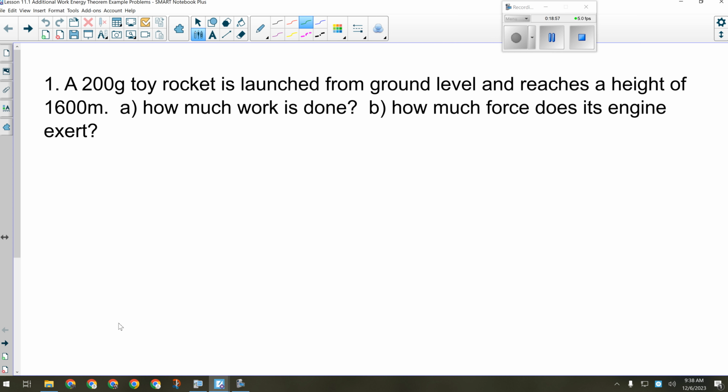Okay, try that one. Asks you for 2 things, neither one of which is terribly difficult. What'd you get? Okay, so for this one here, it gives us first the mass in grams, so we need it in kilograms. 0.2 kilograms. And it's launched from ground level and reaches a height of 1,600 meters. What's the height at ground level? 0.